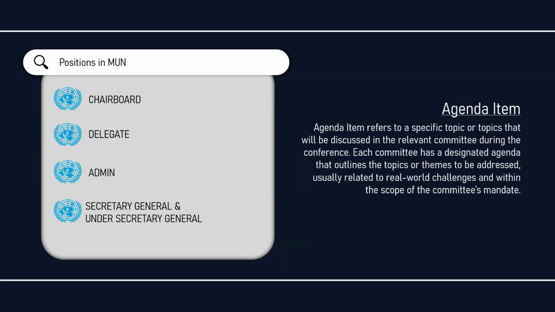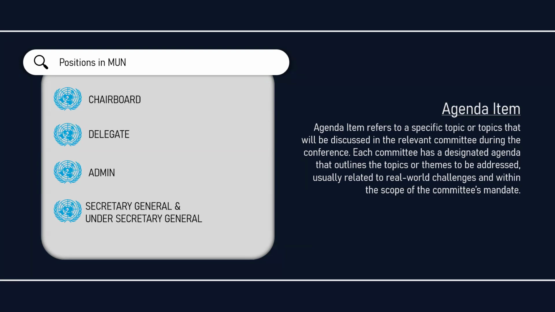Now, there are a lot of positions in MUN, but these are the most relevant for you: chairboard, delegate, admin, and SG and Under Secretary General. The chairboard leads the committee, moderates debates, and ensures that the rules of procedure are followed. It usually consists of a chair and a co-chair.